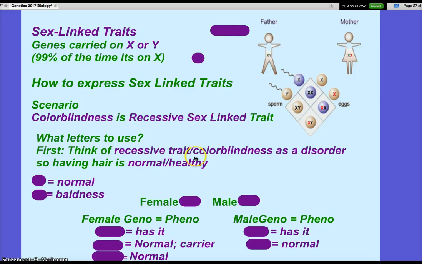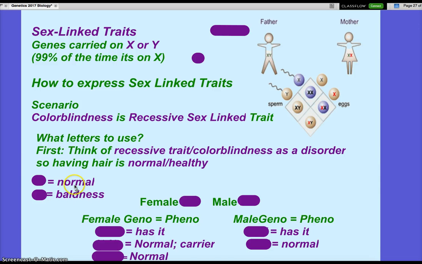We express sex-linked traits just like we did autosomal. We're going to use the letter of the dominant trait. Sex-linked traits are usually disorders. They're not something you want to have. Color blindness is an example. So is anybody colorblind in here? No? Color blindness is a trait found on the X chromosome, and it affects your ability to see all colors. There are a lot of different forms of color blindness.